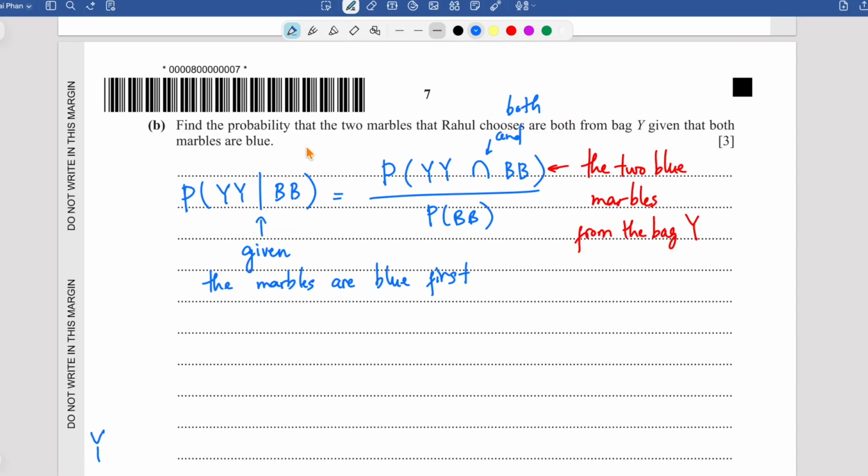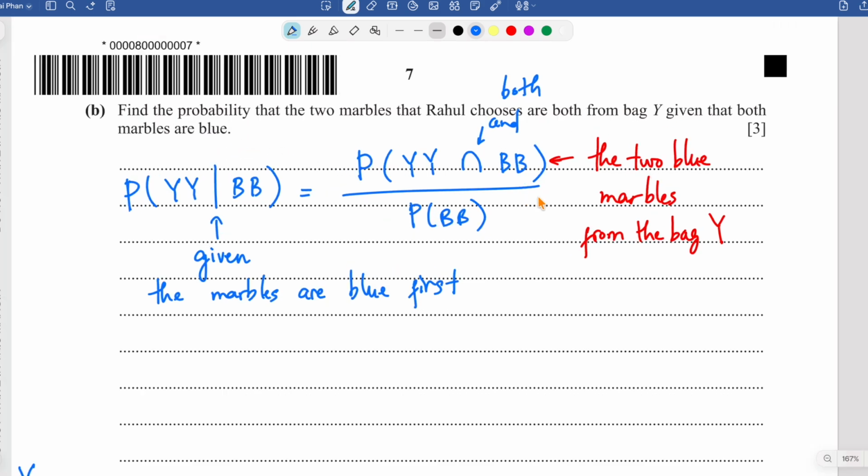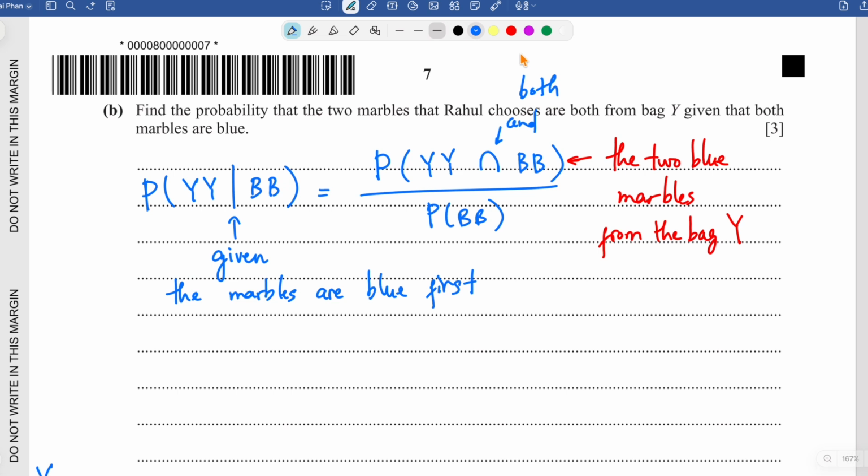Okay, let's do question B here. Find the probability that the two marbles that Roy chooses are both from bag Y, given that both marbles are blue. When we see a question with the word "given," we need to think carefully if this is a conditional probability or something else.